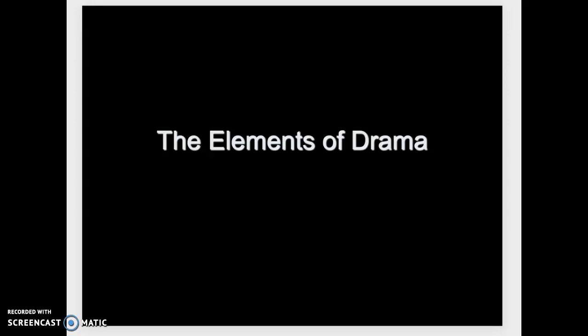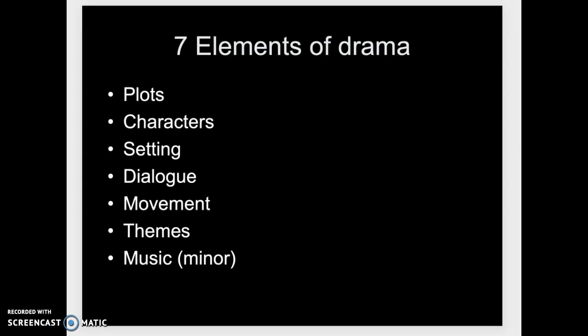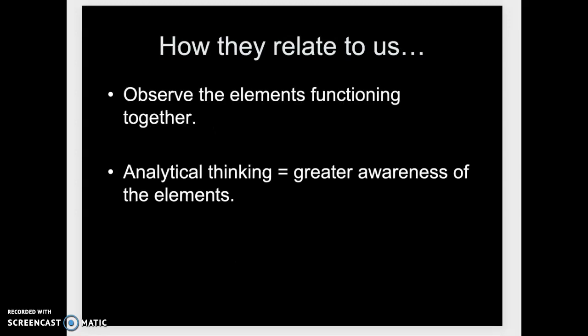All right, so we are going to chat quickly about the elements of drama. As you read in the handout, there are 7 elements of drama. We have plot, characters, setting, dialogue, movement, themes, and music, which is a minor element. So there are the 6 main elements, and then music, which is the minor element. We use these to see how they relate to us and how they relate to the play, right?